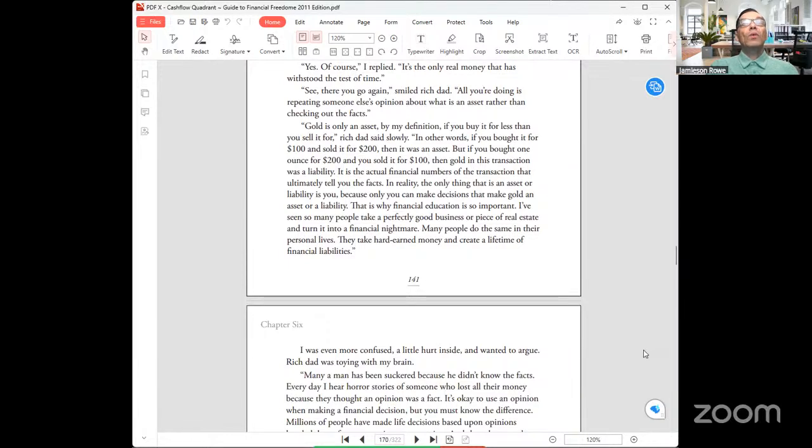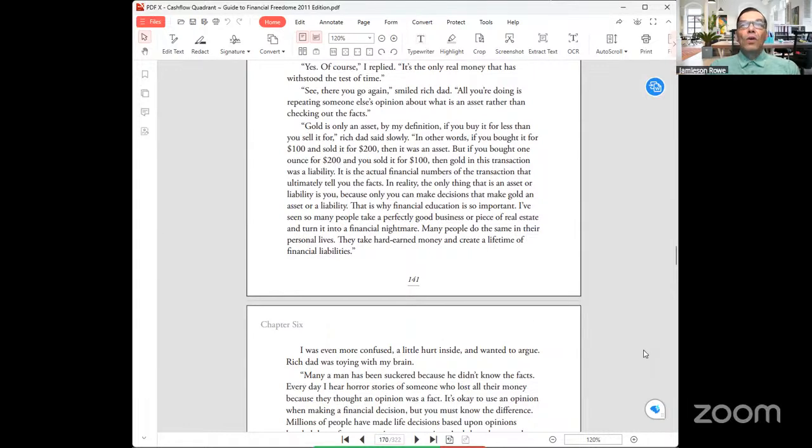Gold is only an asset, by my definition, if you buy it for less than you sell it for, Rich Dad said slowly. In other words, if you bought it for $100 and sold it for $200, then it was an asset. But if you bought 1 ounce for $200 and you sold for $100, then gold in this transaction was a liability. It is the actual financial numbers for the transaction that ultimately tell you the facts.